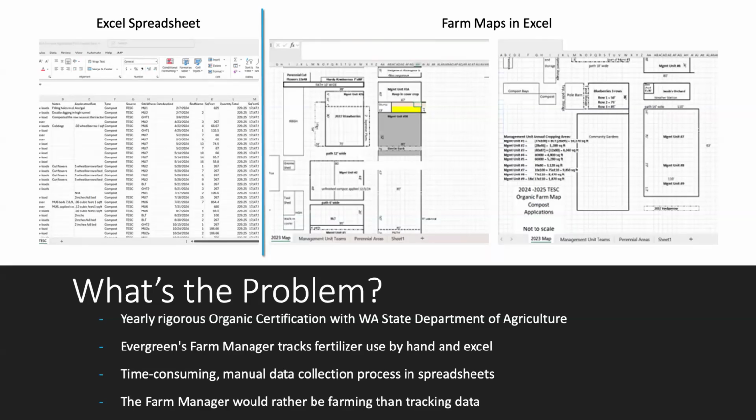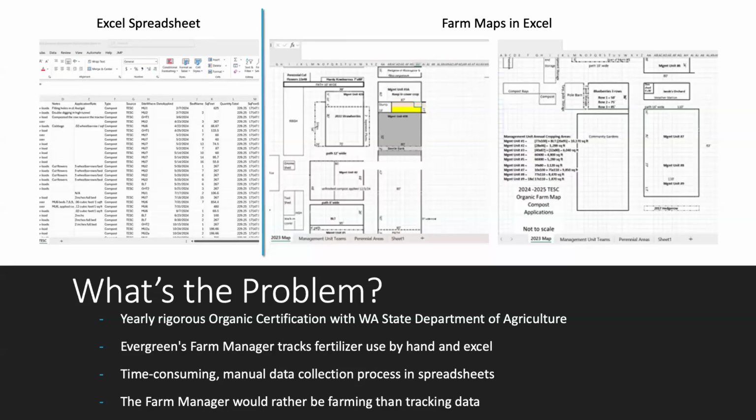The farm has to track and catalog fertilizer treatment data for reporting purposes to the Washington State Department of Agriculture. And that is for the organic certification process that they do yearly. And that is very rigorous and an extremely detailed process. And so the farm manager has been tracking compost and fertilizer use manually, writing things down, entering them into Excel spreadsheets, and processing the data. It works, but it's slow, it's time consuming, and it pulls her away from the actual field work. She would rather be farming than tracking data, and who wouldn't?